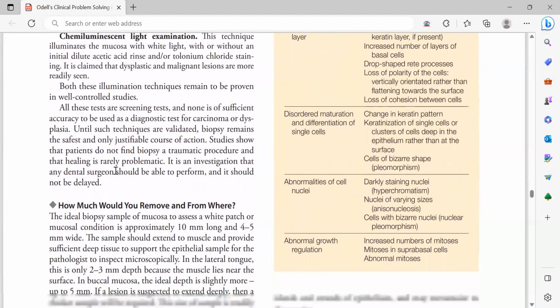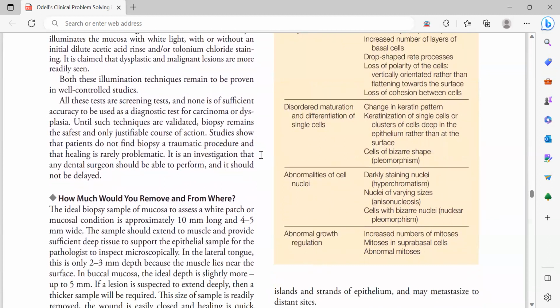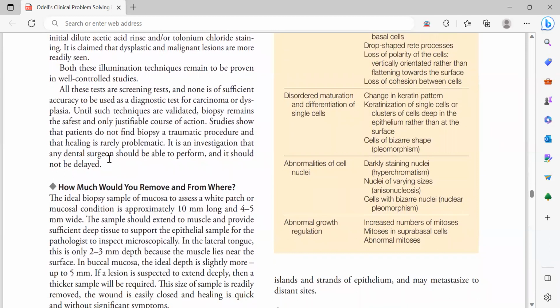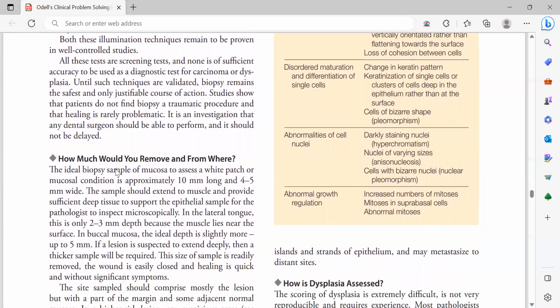Studies show that patients do not find biopsy a traumatic procedure and that healing is rarely problematic. So you can do a biopsy. It is not a very invasive procedure, to be honest, and it is an investigation that any dental surgeon should be able to perform, and it should not be delayed. You cannot delay it, because if there is any chance of cancer or any problem like that, it could spread and it would be dangerous for your patient.